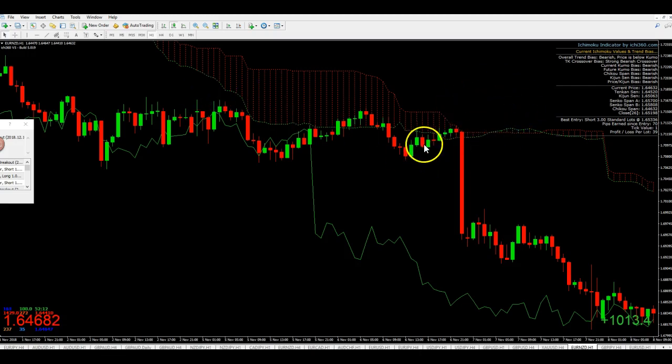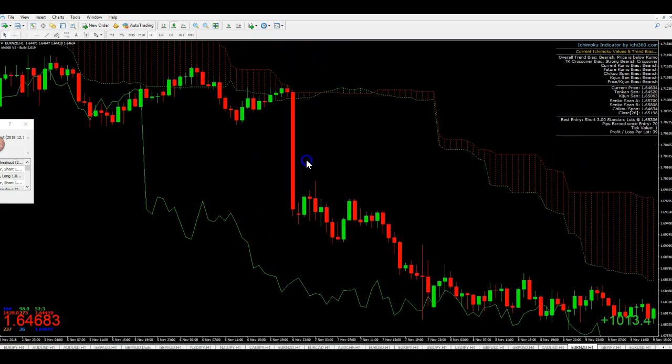By this time anyway, I had made hundreds of pips. So losing 50 pips, losing 100 pips, or even 150 pips would not have been an issue. But then look at what happened here.